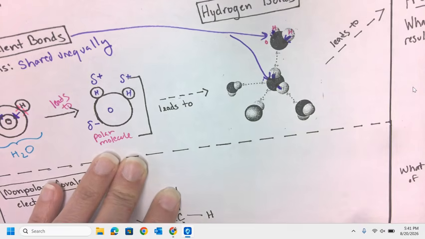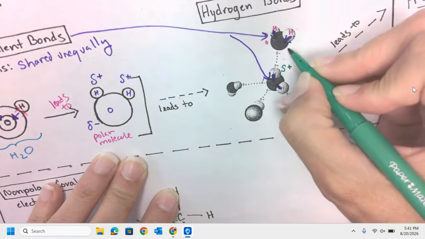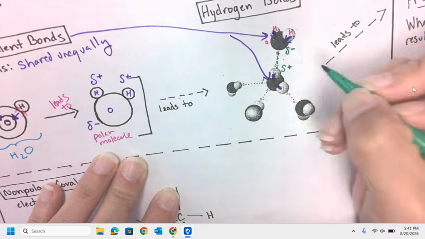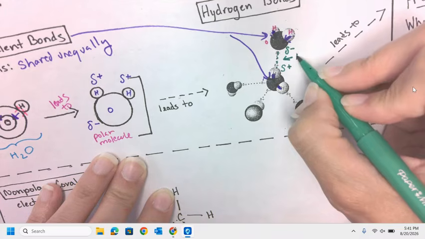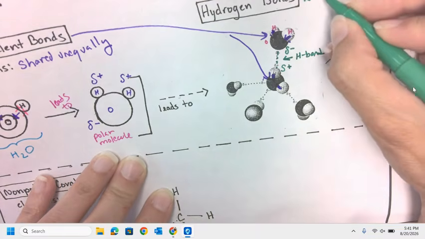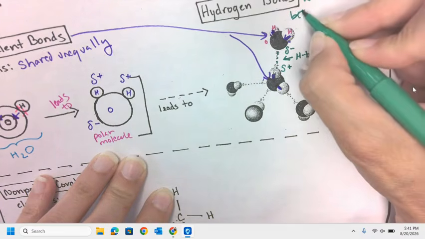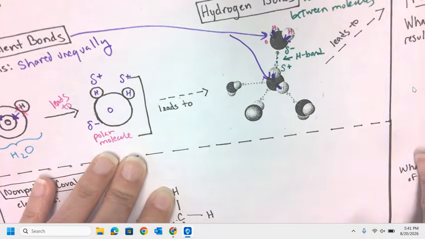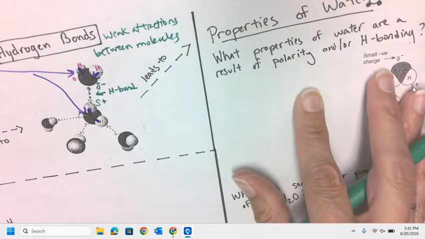Between 2 different water molecules, the slightly positive charge of the hydrogen and the slightly negative charge of the oxygen allows them to be attracted to each other like magnets. The bond between the 2 different water molecules is referred to as a hydrogen bond or an H bond. Hydrogen bonds are weak attractions between molecules. These hydrogen bonds lead to a lot of the properties of water.